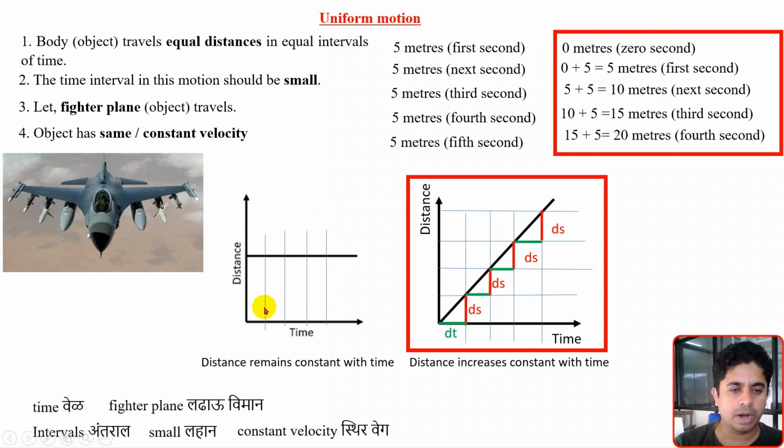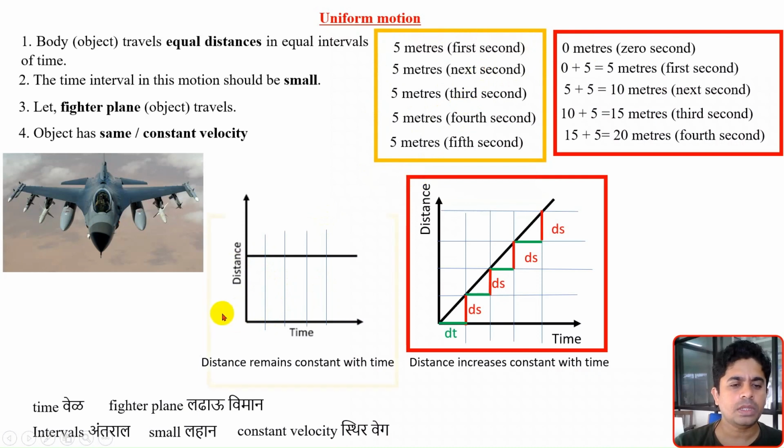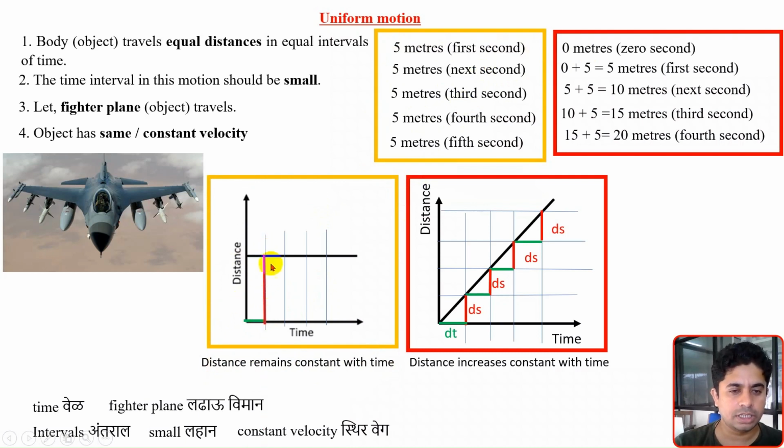And for four particular time intervals, if I observe the distance covered and plot the lines for this journey, see, for the first time interval, how much is the distance traveled? This much is the distance traveled, 5 meters. Now, in the second time interval, how much is the distance traveled? This much. In the third time interval, this much distance traveled. In the fourth time interval, this much distance traveled.